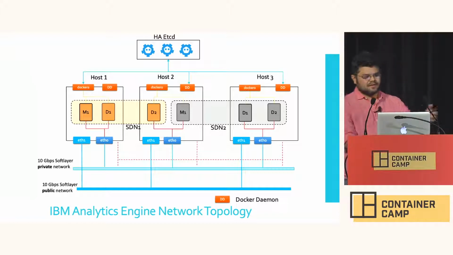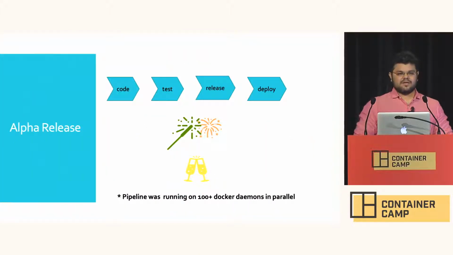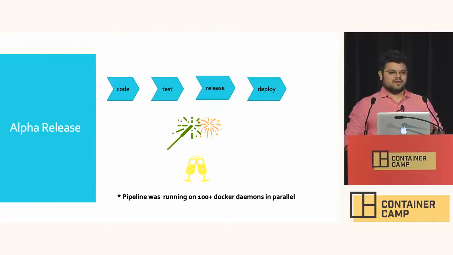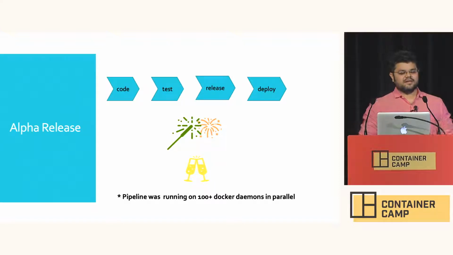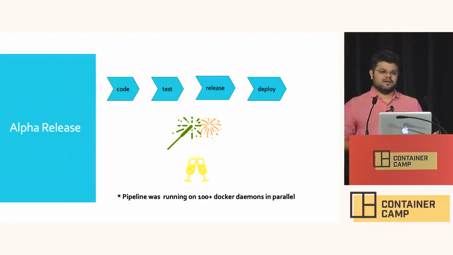So now we have our network layer defined, we have our architecture defined, and all those things we coded and built, and we did our alpha release in the time frame of 2016 or so. We made it available for our internal customers, and we had tested it on 100 plus Docker daemons. By the time we deployed our beta, we had all the ops and page alerts integrated. So we were pretty happy.